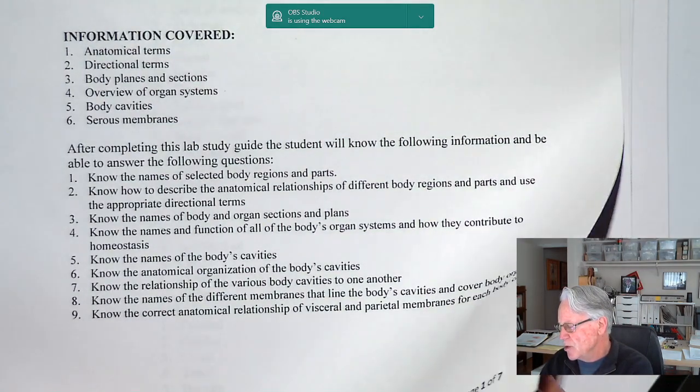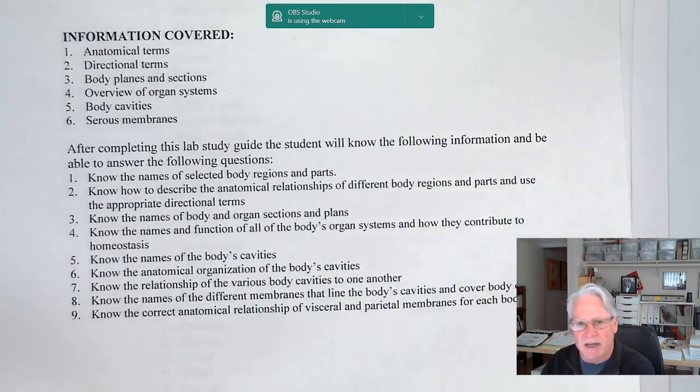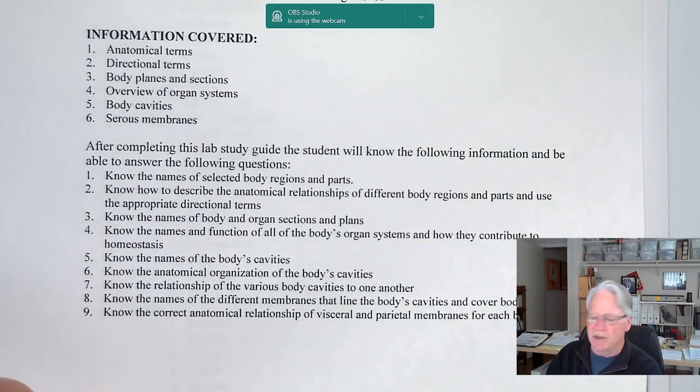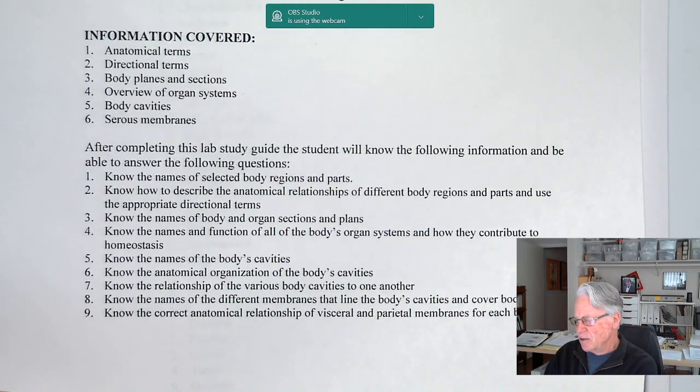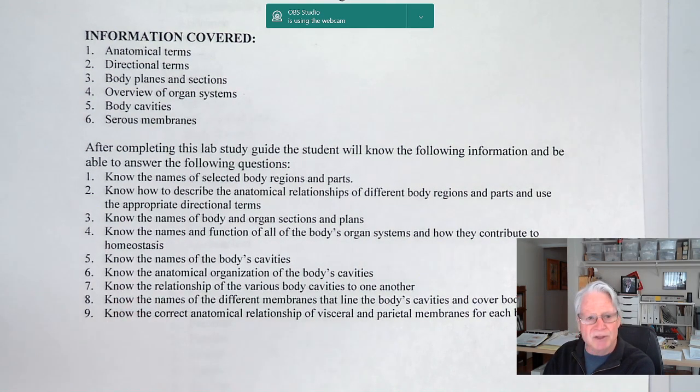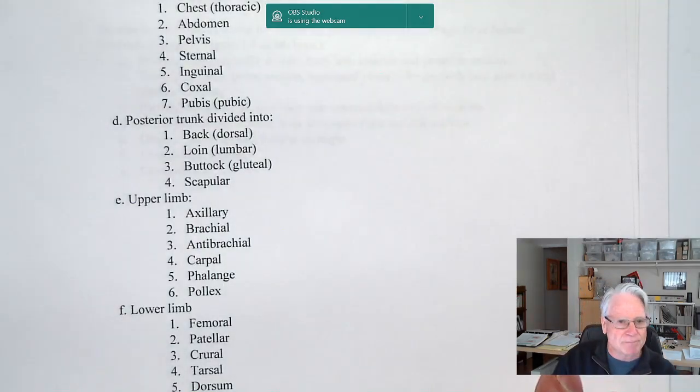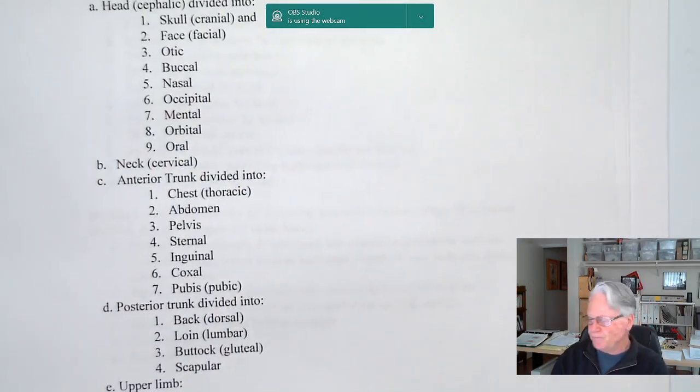Okay? As you know, this material is being supported by Virtual Body, which there is a link in my Canvas shell, and you can click on that, and you can review most of this information that we're covering today. All right, so let's begin.